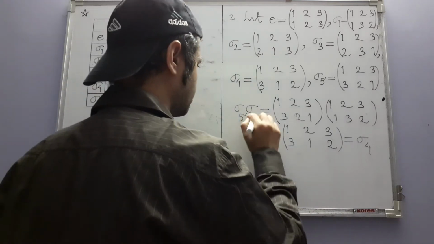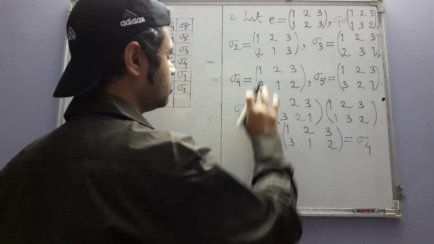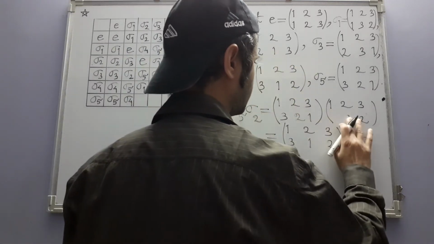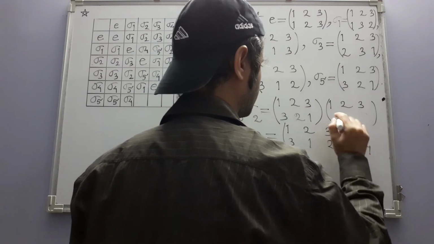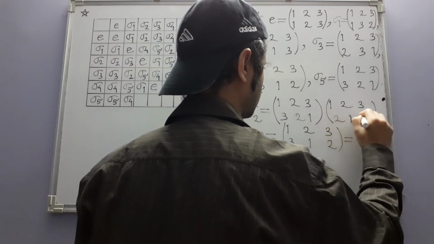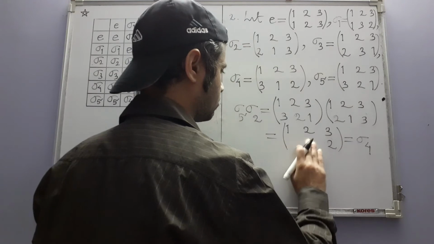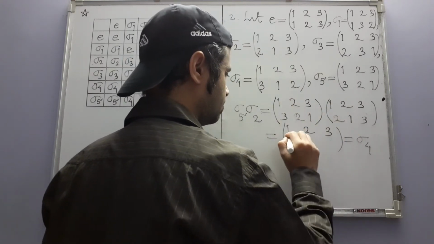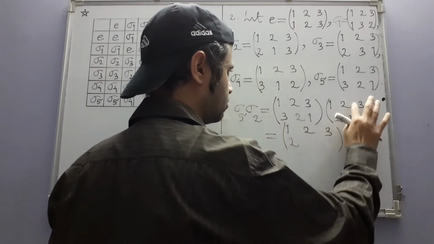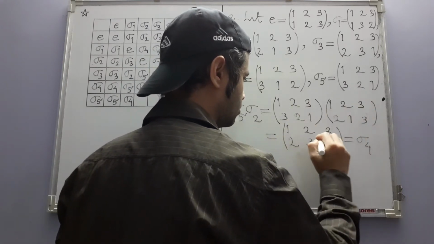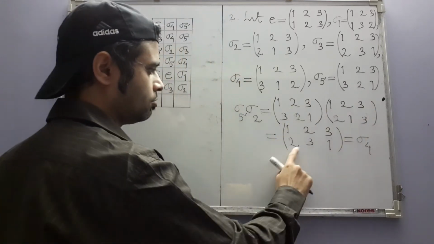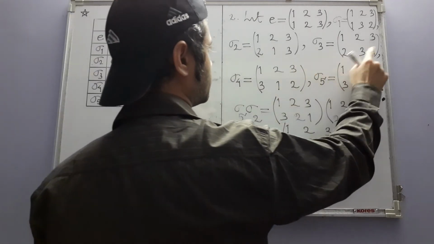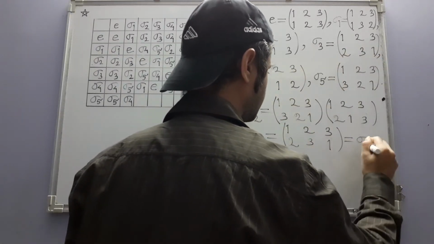Next, 2, 2, 1, 3. 1, 2, 2, 2, 1, 2. 2, 1, 1, 3, 2, 3. So this is 1, 2, 3, 1. 2, 3, 1 is sigma 3.